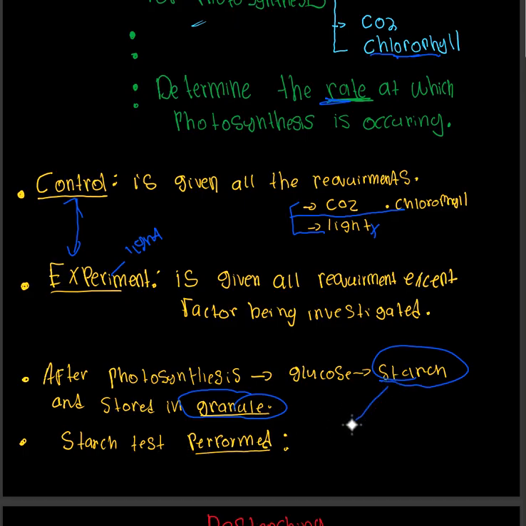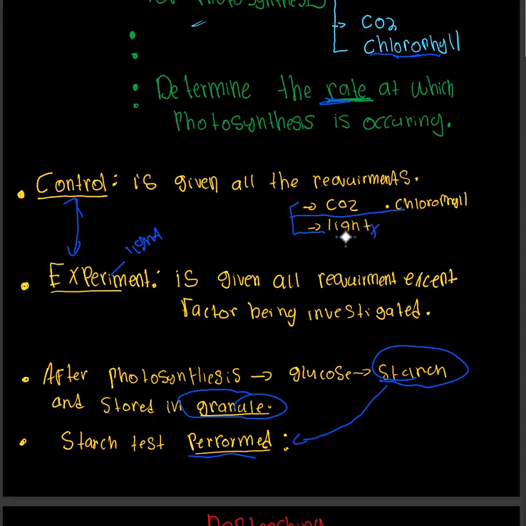If we perform a starch test and we find that the starch is present, it means photosynthesis is occurring or has occurred. But if the starch is not present, it means there's no photosynthesis. For example, if there is an absence of light and we find out that there is no starch, it means photosynthesis did not take place and light is required for photosynthesis.